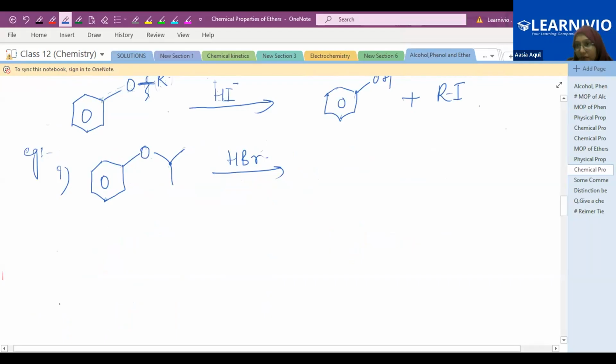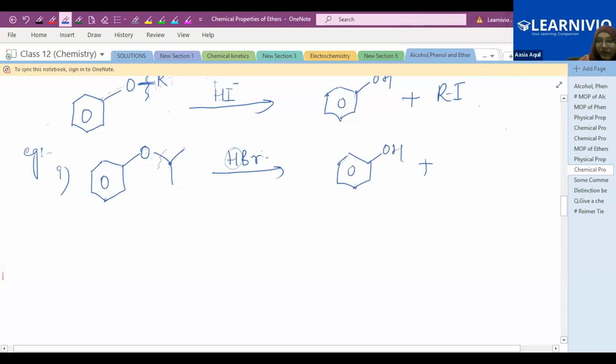Okay, so write the product. Which bond will you break? The one with CH3 CH. This bond you will cleave, and you will attach the hydrogen to this oxygen and form phenol. Phenol बनाओगे, and to this remaining group you will attach bromine.